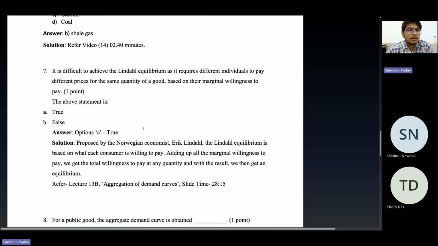Question number 7 says it is difficult to achieve Lindahl's equilibrium as it requires different individuals to pay different prices for the same quantity of a good, based on their marginal willingness to pay. The statement is true. It was proposed by the Swedish economist Erik Lindahl, and the Lindahl equilibrium is based on each consumer being willing to pay. Adding up all the marginal willingness to pay, we get the total willingness to pay by quantity, and then we get the equilibrium. So that statement is true.